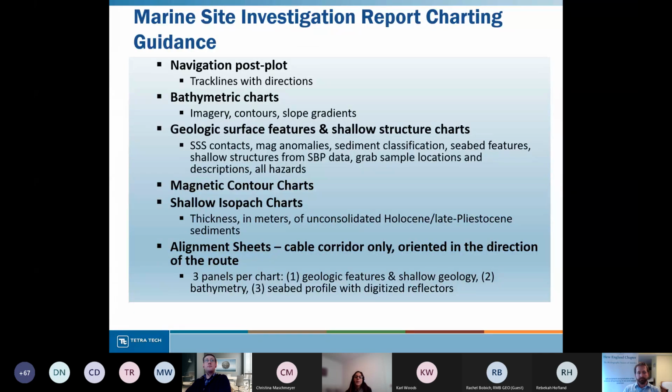And then we have the charting component. This is definitely a pretty extensive part of the Marine Site Investigation Report. BOEM wants to see charts at a scale of 1 to 10,000, and that's for each of the categories listed here. So for an average lease area, that is 10 to 20 charts per category listed here, and some of these categories result in multiple subcategories. So we quickly see charting efforts get into hundreds and hundreds of charts.